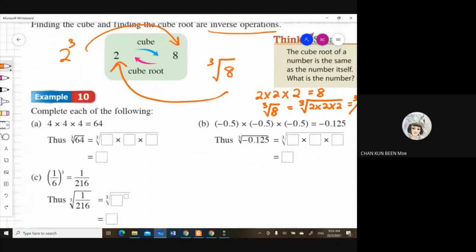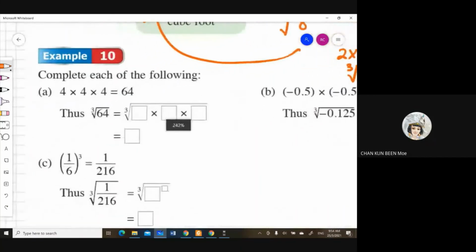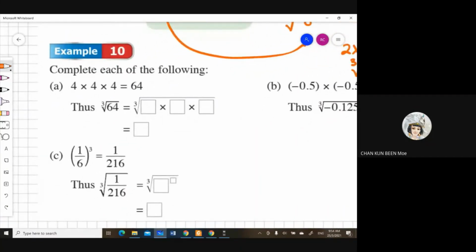Okay, so then we can see the example down here. You just follow what I explained to you just now. Complete each of the following. A, 4 times 4 times 4 is equal to 64. They give you the clue already. You don't have to go and press a calculator. So thus, cube root of 64 is equal to cube root of what? You have to see carefully, either the cube root is given or the cube is given. Over here, the cube root is given, it means this is 4 times 4 times 4. Now they ask you to give the answer only. So the answer is just 4.